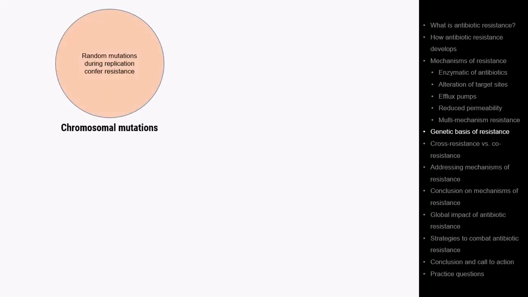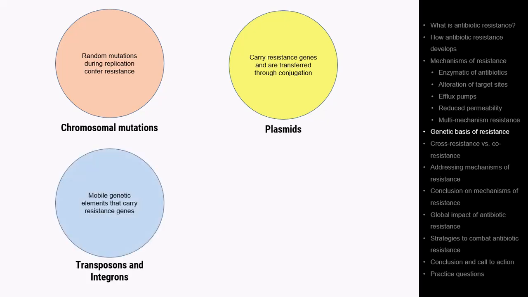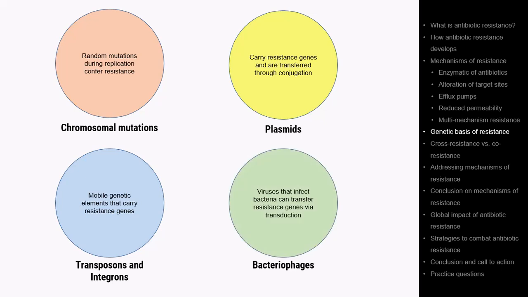So how do bacteria acquire these resistant traits? The answer lies in their genetics. Chromosomal mutations occur naturally during bacterial replication. Plasmids, which often carry resistance genes, can be transferred between bacteria via conjugation. Transposons and integrons, mobile genetic elements, can carry resistant genes. And bacteriophages can introduce resistant genes through transduction. This genetic flexibility allows bacteria to rapidly adapt and spread resistance.